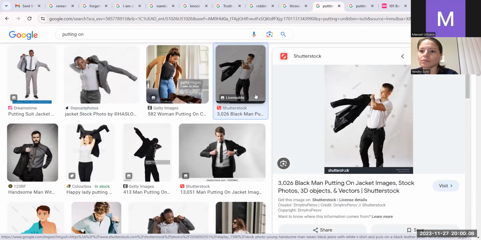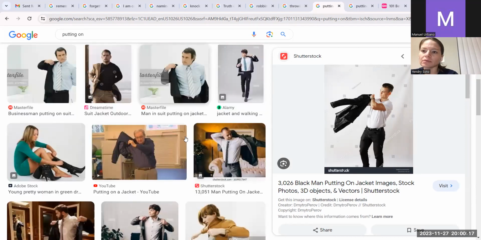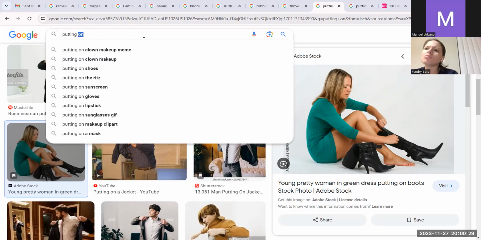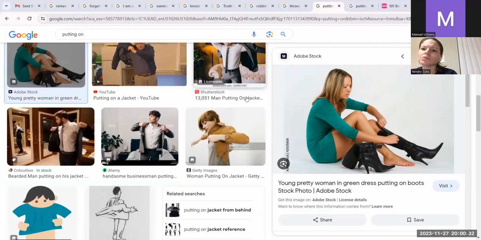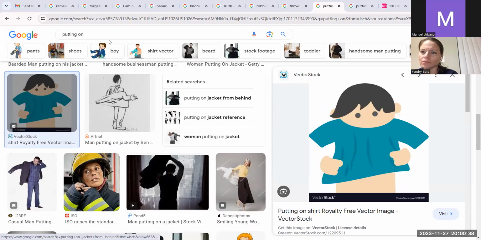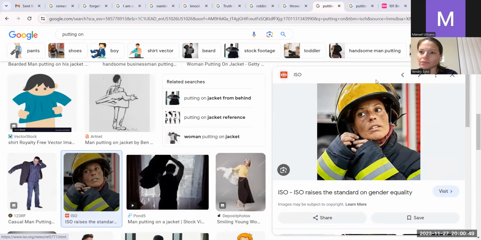Please repeat. He's putting on his jacket. His jacket. Very good. She is putting on her boots. Putting on her boots. Okay. Now he is putting on a t-shirt. Right? Very good. Now for this one, this is a helmet.